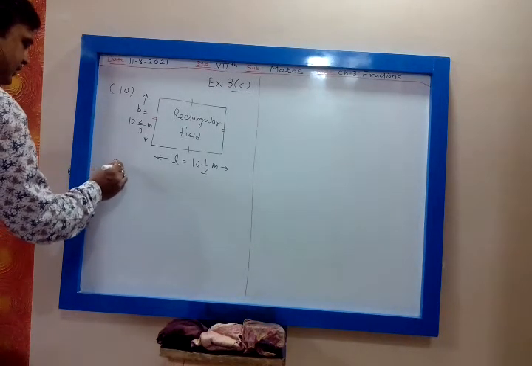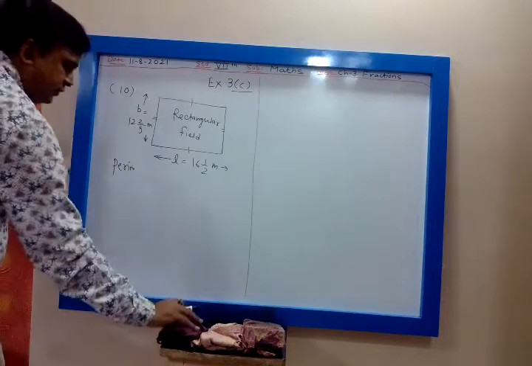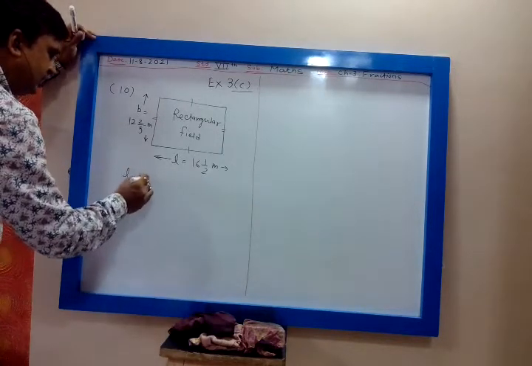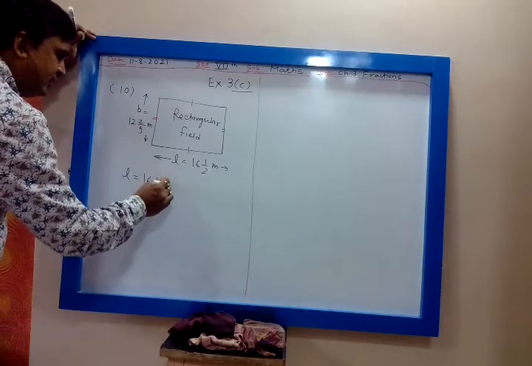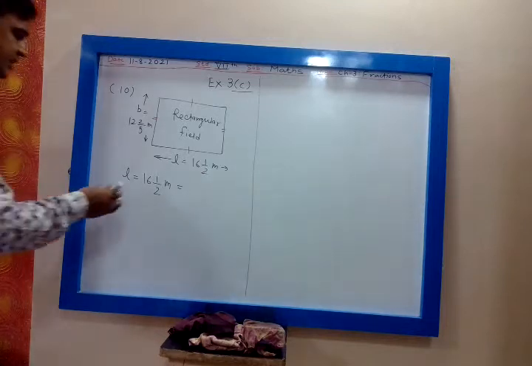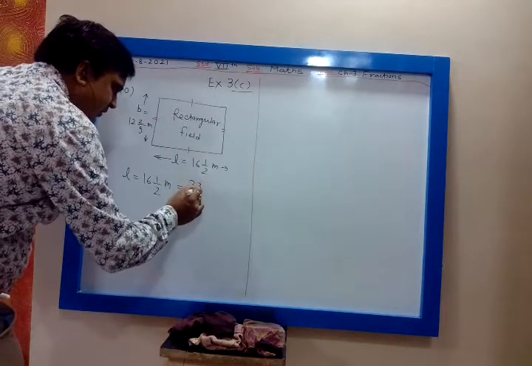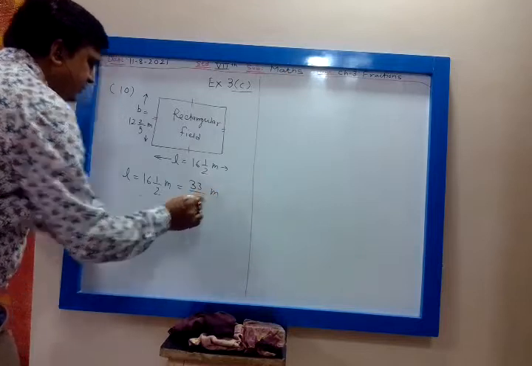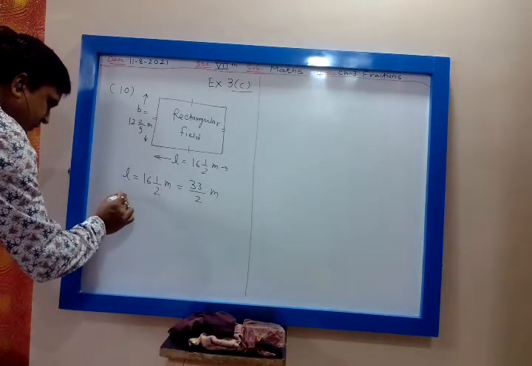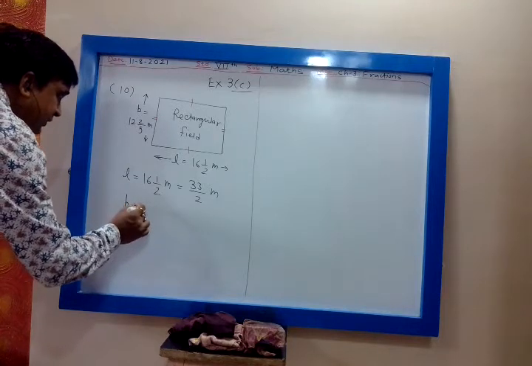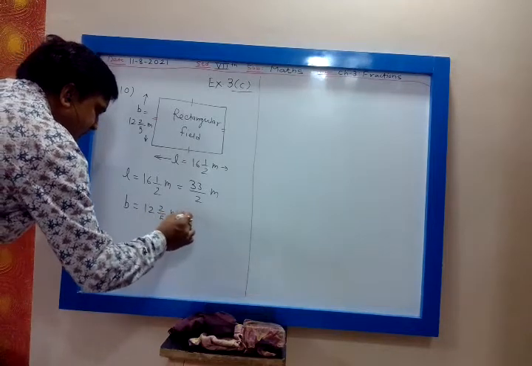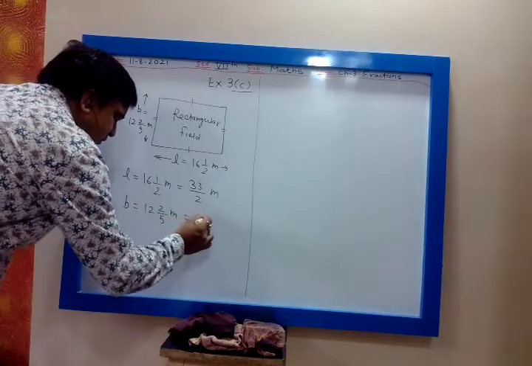So perimeter, before we write, see, length is given 16 and 1 by 2 meter. That is given in the mixed fraction. So convert that into fraction. So what is that? 33 by 2 meter. 16 twos are 32 plus 1, 33. Then breadth is 12 and 2 by 5 meter. That is 12 fives are 60 plus 2, 62 by 5 meter.